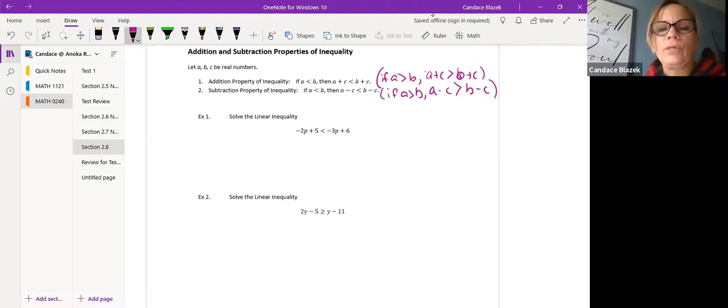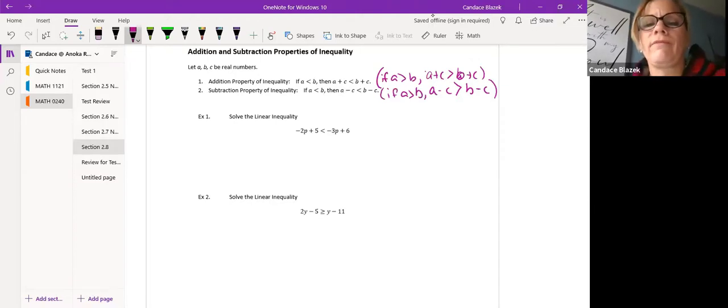So what we're going to do is use the addition and subtraction properties of inequality to solve our inequalities. We would use the addition and subtraction properties to get our variables on one side and our constants on the other. So for the first example, I want us to solve the linear inequality, and it is negative 2p plus 5 is less than negative 3p plus 6.